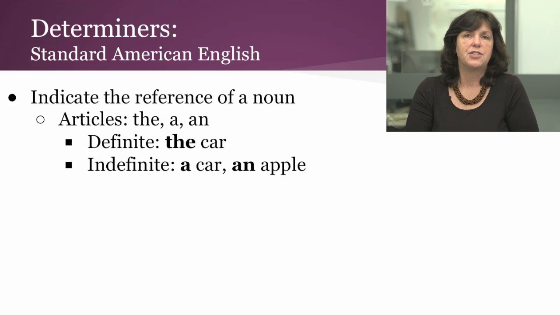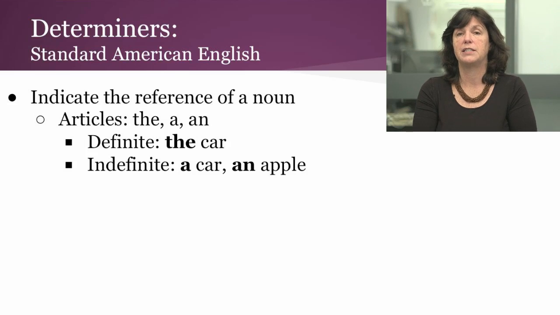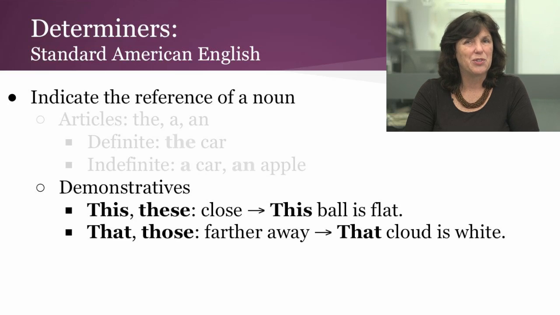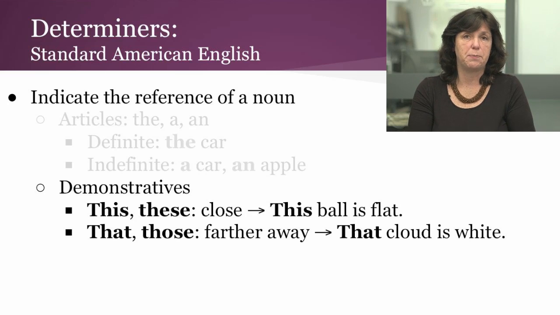The phonetic context determines whether a or an is used. A comes from a word that begins with a consonant sound like a car, and an comes before a word that begins with a vowel, such as an apple. We have demonstrative determiners, which are this, that, these, and those. This and these refer to objects that are closer to the speaker, like this bowl is flat, while that and those refer to objects that are further away, like that cloud is white. This and that are singular forms, while these and those are plural forms.